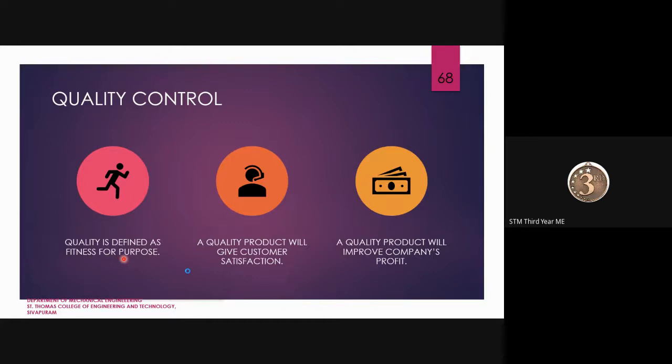Obviously a customer requires a quality product, but at lower cost. Usually when a quality product is present, it will have higher cost, but when compared with many other competing companies, if you are providing a quality product at a lower price, obviously the customer will look into your product, or they will always demand your product.